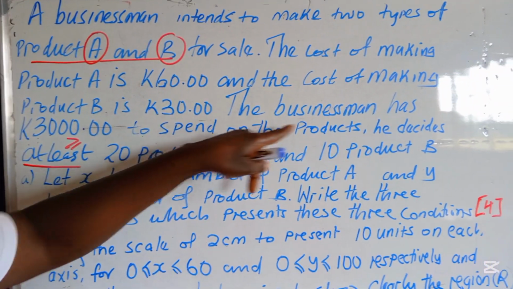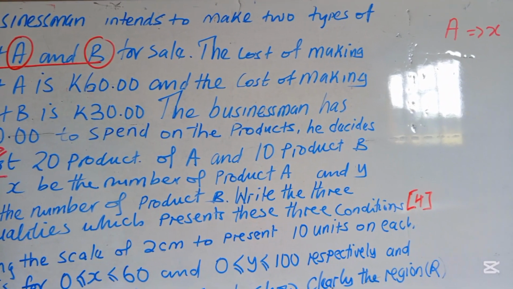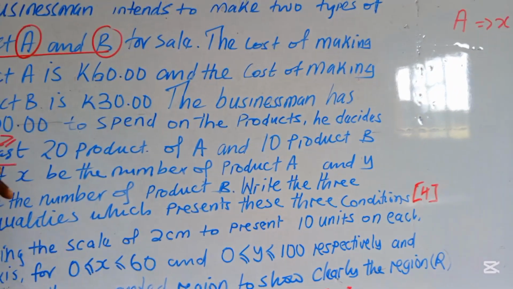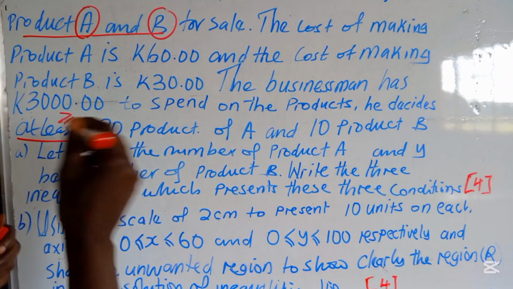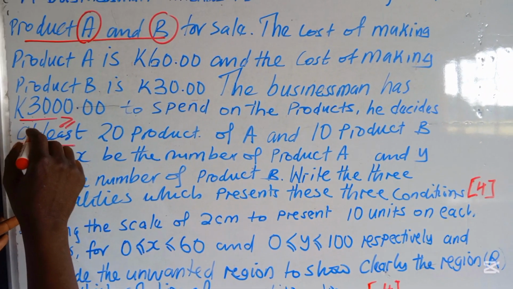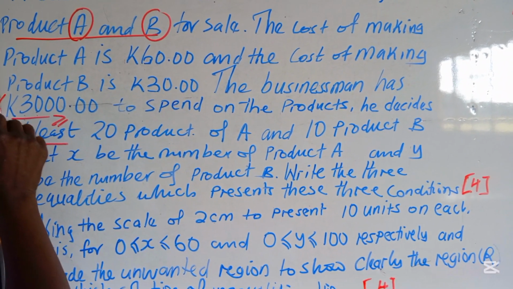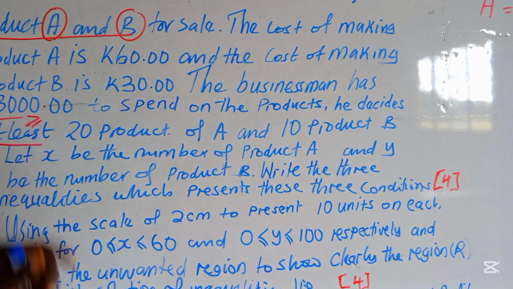I'm told that the businessman has this. This is the only money which he intends to spend on producing A and B. So now this is the limited money, meaning this is the last money. So here is supposed to be less or equal to this one. No money should be above this one because this is the only money he has.